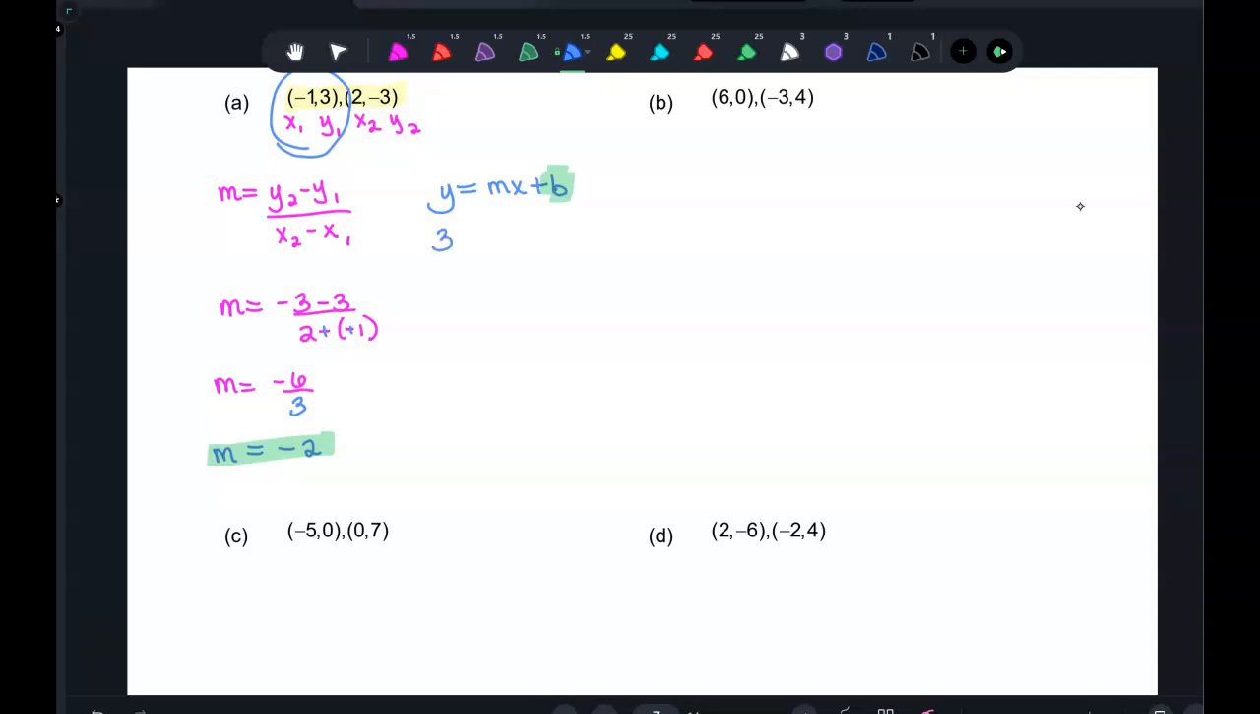Do you want us, when we enter this, to circle what we chose? You don't need to. I'll be able to look at your work. So m is -2 times x, which is -1 plus b.